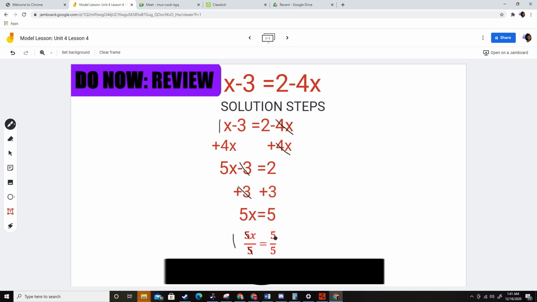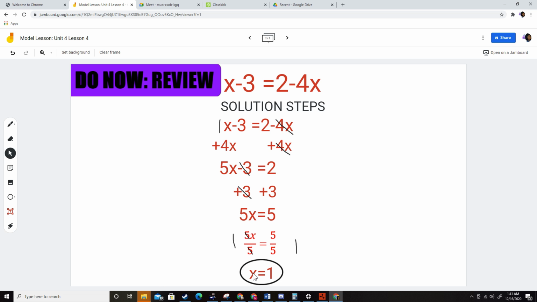Now over here on the right, something similar happens. If you remember back with fractions, 5 over 5 is also equal to 1. So what happens is, at the very end of it, we are left with, on the left, our 1x, and on the right, we are left with 1. So that's our quick run through of the do now, y'all.